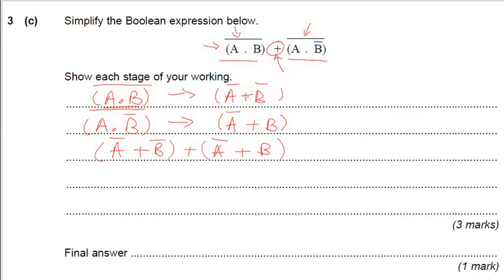Now it's all or, so we can actually collapse all that down. So we can pretty much ignore the brackets now. So we've got A or not A or not B or B. So if we've got not A or not A, that's the same as saying not A. And then we've got a B and a not B. So we've got a B here and we've got a not B. So we've got an or on those.